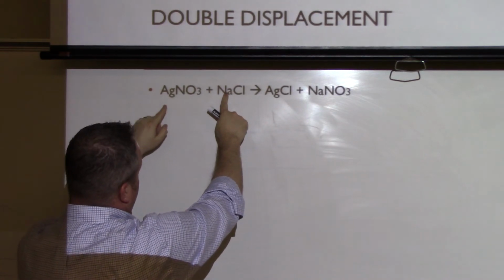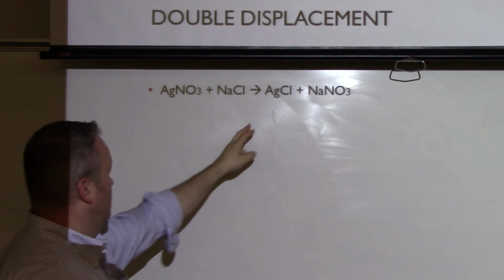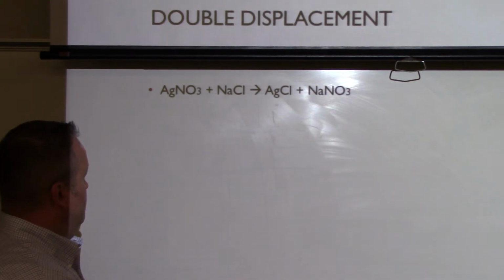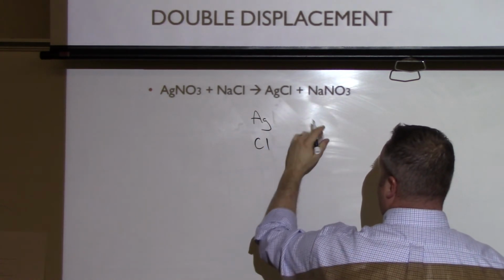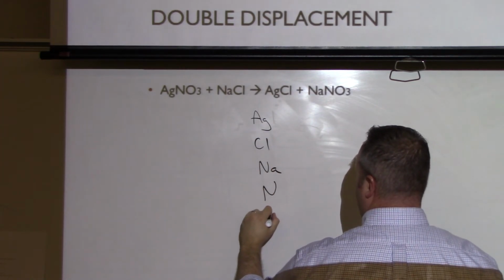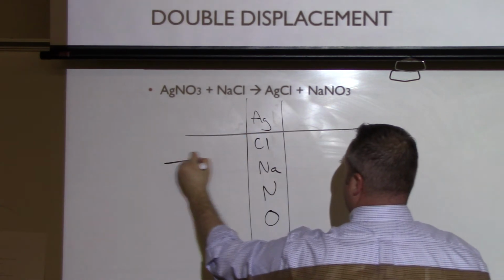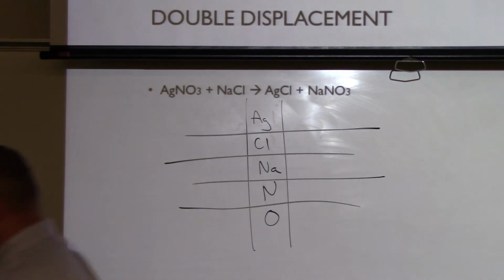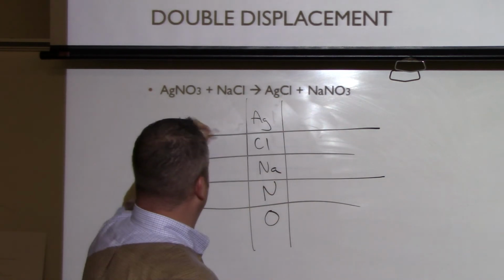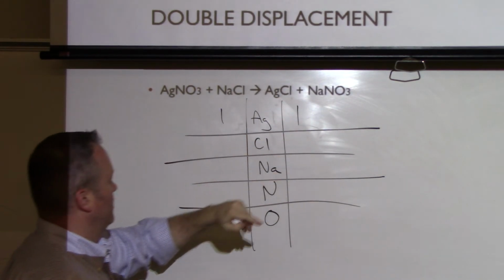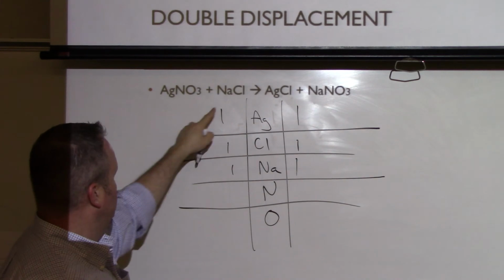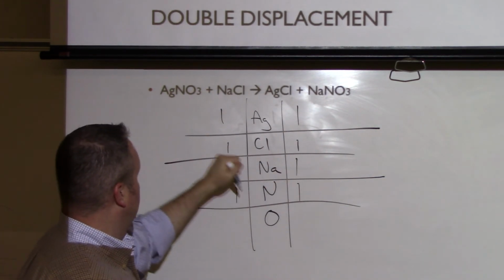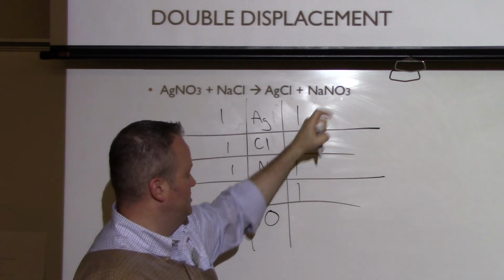Basically, the sodium and the silver are switching places. So you get silver chloride, whereas before you had sodium chloride. But let's analyze it and see what we need to do. So we have silver, we have chlorine, we have sodium, we have nitrogen, we have oxygen. And we're going to go ahead and count those. When we do, we have 1 silver and 1 silver. We have 1 chlorine and 1 chlorine. Sodium, 1 and 1. Nitrogen, 1 and 1. Oxygen, 3. And then oxygen, 3.